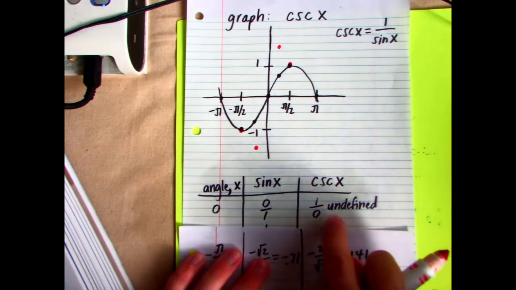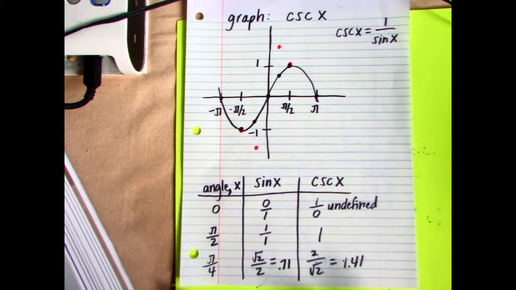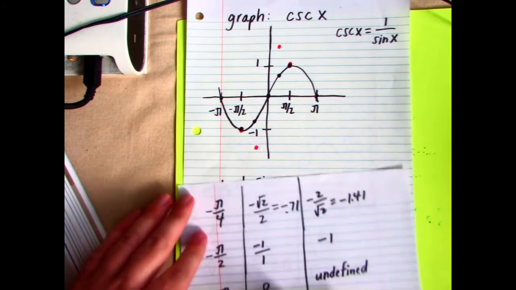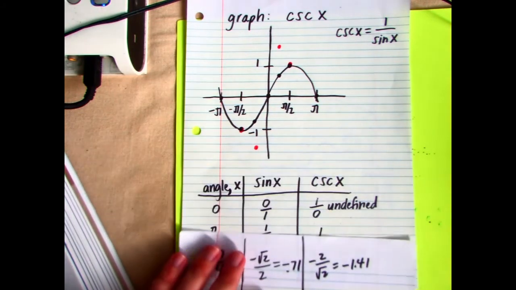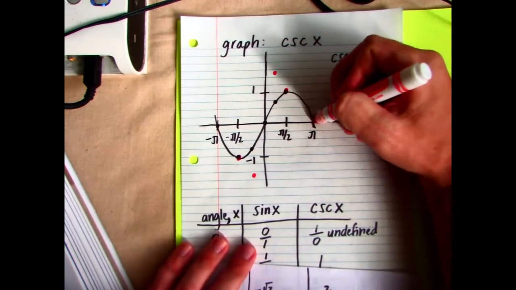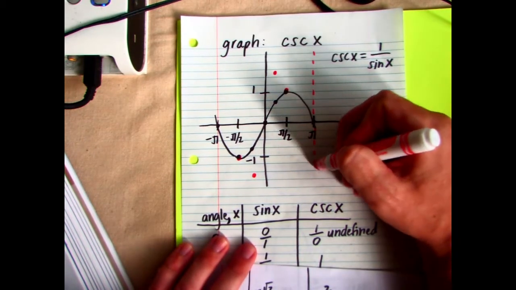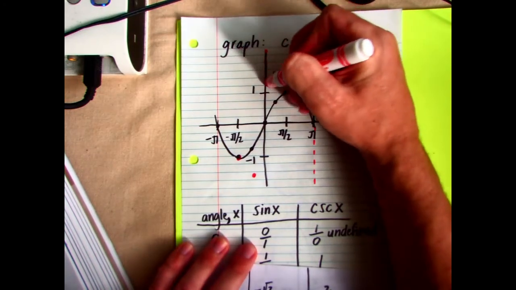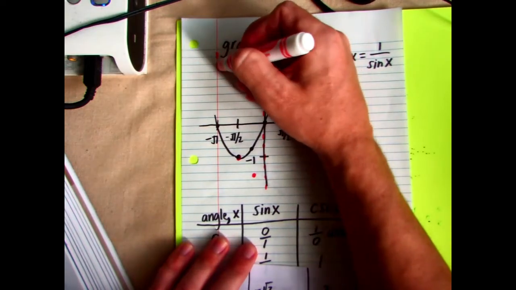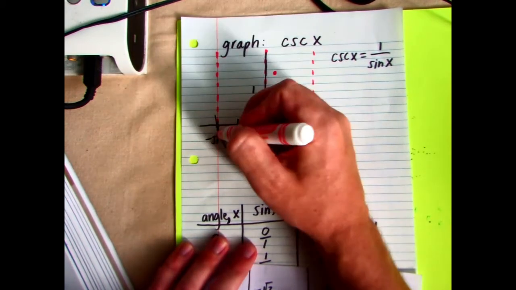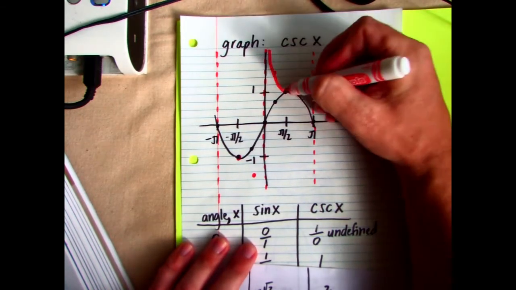So what about these undefined? Well, if the value is undefined, that's not the same as 0. Undefined means there's no point there. There's no value at that x value. So when x is pi, cosecant is undefined, and we're going to show that with a vertical asymptote. Same thing at 0 degrees or 0 radians. Same thing at negative pi radians. Those values were undefined.